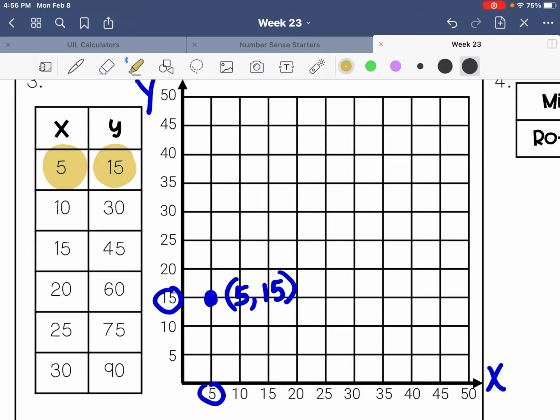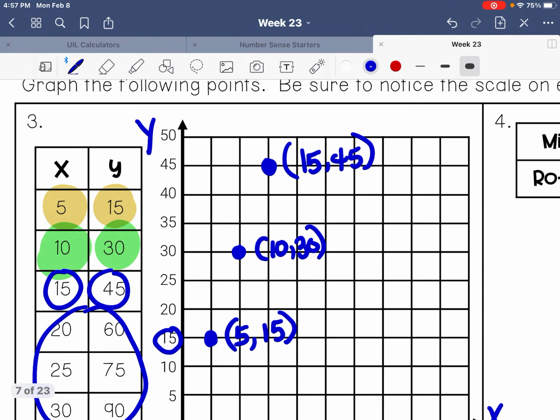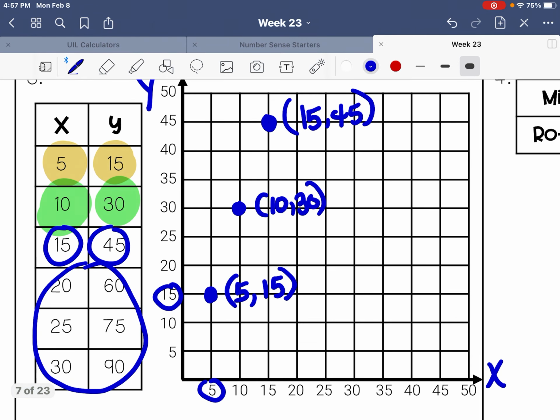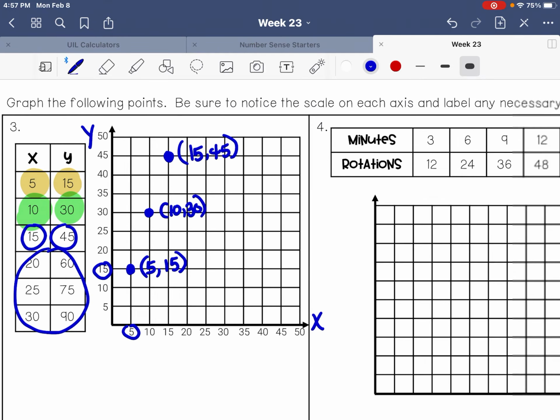And if there's no label, we put the numbers on there. Okay. Then we're going to do the same thing with 10 and 30. 10 goes right here. 30 is right here. There is the point 10 and 30 from our table. And then 15 and 45. 15 and 45 would be right here. Now I don't know why they put these numbers in the table because they don't fit on our graph. 25 and 75, it only goes up to 50 on the y-axis, so there's no way we could graph those. If the graph was much bigger, we could, but this one's small, so it won't fit.